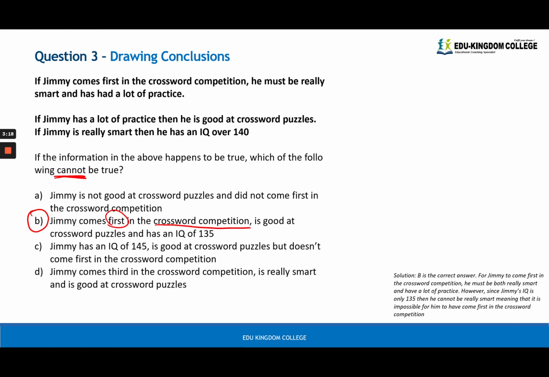That alone tells us what? Tells us that 1, he is very smart, and 2, he has had a lot of practice. Now, we know that he's good at crossword puzzles, okay? So this part about the practice is fine, okay? That is fulfilled. However, we also know he's really smart, but our answer option says that he only has an IQ of 135. This is not possible because if Jimmy is really smart, which he is, he has an IQ over a 140, okay? So B is the answer. It is not, cannot be true.